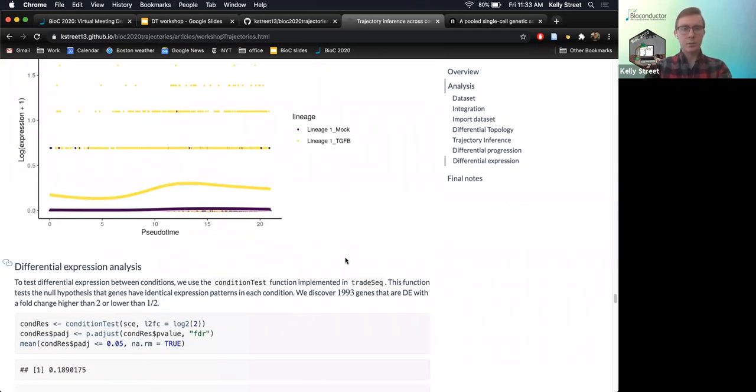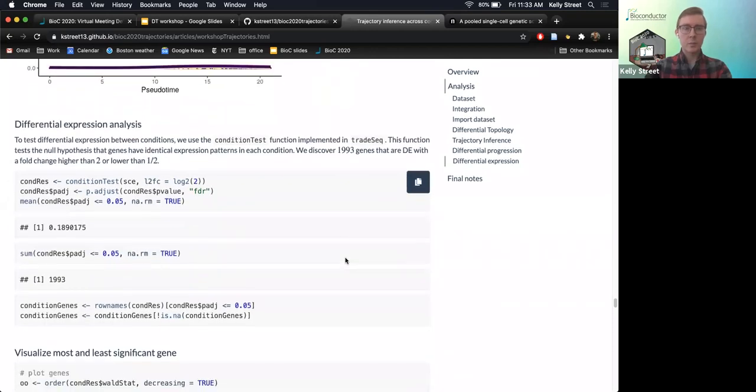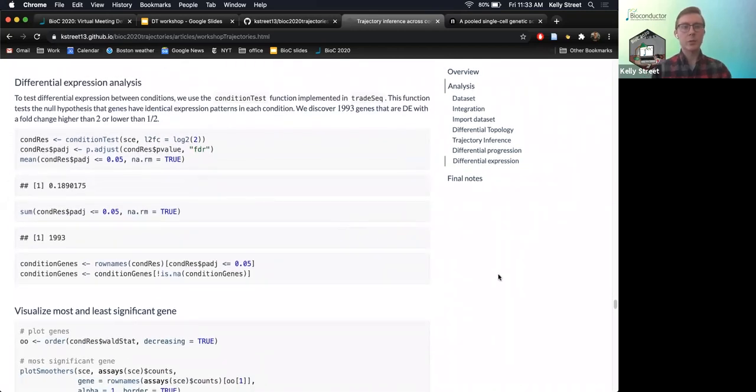So that's all exploratory and based on the results from the original paper. For our analysis, we're going to use this new condition test, which again is only available in this latest version of TradeSeq that I mentioned, with a fold change parameter to set, or a fold change requirement.